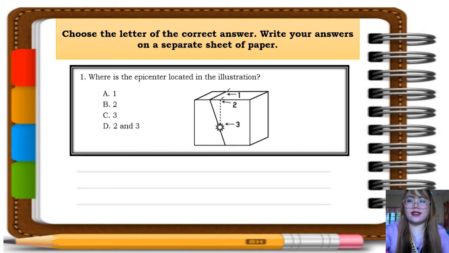Number 1. Where is the epicenter located in the illustration? A. Number 1. B. Number 2. C. Number 3. Or D. Number 2 and 3. Answer. Letter B.